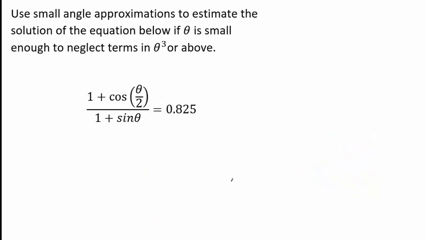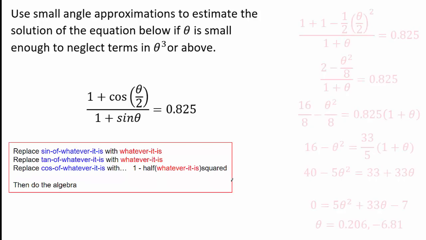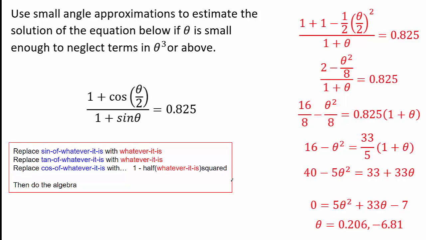Next question. Can we use small angle approximations to help us to solve this one, please? This one does say that we're allowed to neglect the terms in theta cubed or above. So I'm going to use that first version that we just did, where we just ignore anything that is theta cubed or above. There's your rules again. And the answer for this one gives us these things here. For this one, we know that theta is going to be small, so we're going to ignore the -6 answer, and the one we're going to use will be the 0.206.